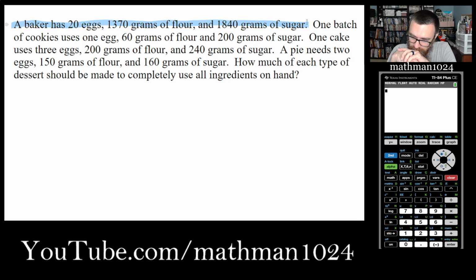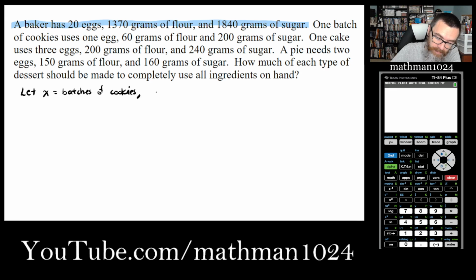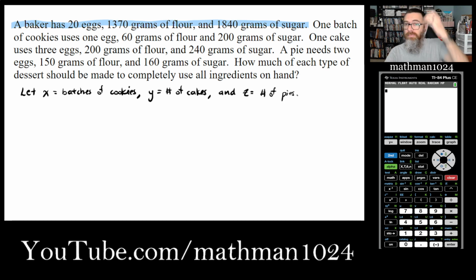Well, this comes down to defining your variables correctly and then writing your equations the right way. So what we don't know is how many of each kind of dessert is being made. So let's look at it this way. If we let x equal the batches of cookies, y is equal to the number of cakes, and z equals the number of pies. Okay, start nice and simple, right?